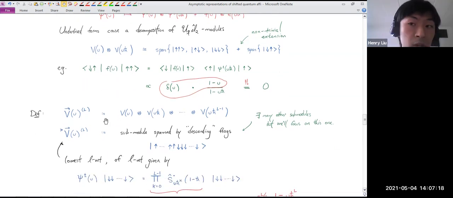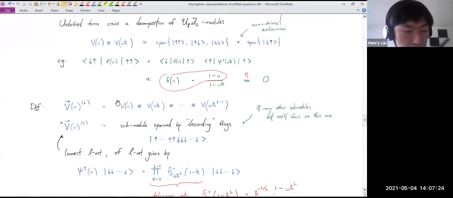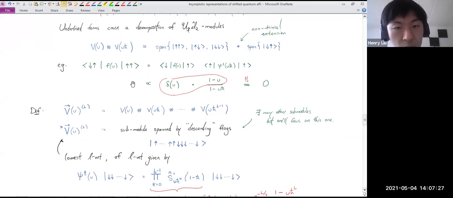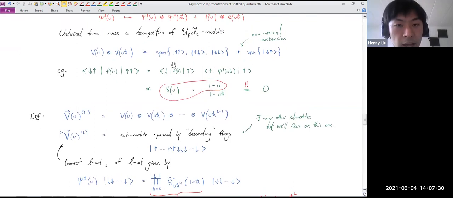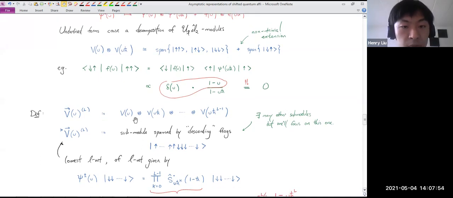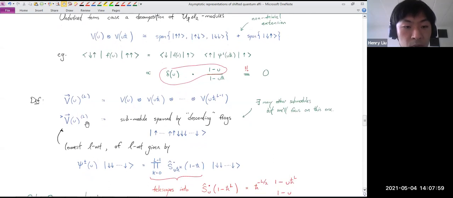If you try to do this more generally with an L-fold tensor product, what you'll see is that there will always be one submodule which is given by descending flags of these arrows. Because we only have an up arrow and a down arrow, a descending flag just means you start off with some number of up arrows, and then the rest is all pointing down. So we'll focus on these submodules of these L-fold tensor products, the notation for which I've written here.